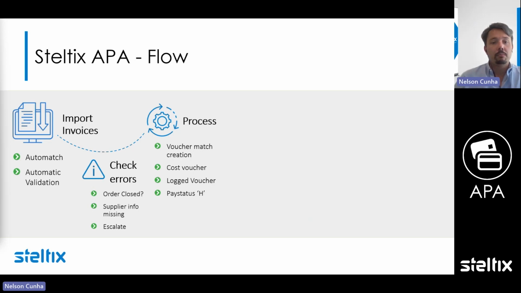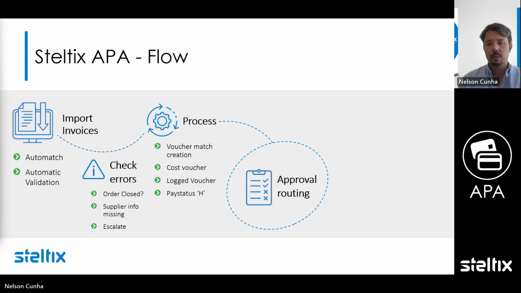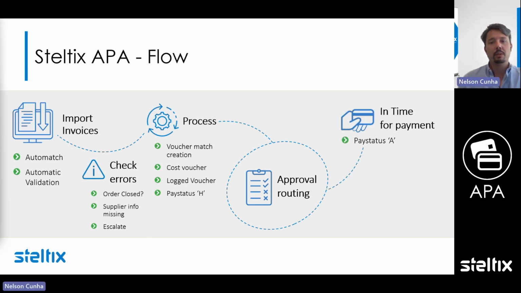The errors check, we will see quite some examples and how we interact with those errors. As an example, the order no longer has available quantity, the supplier has information missing, or the invoice has been escalated, so you can't process it. Okay. After process, like I said previously, approval routing takes place. You can have one or multiple approvers. Once they all approve, only then the pay status is set to A, approved for payment. Okay.